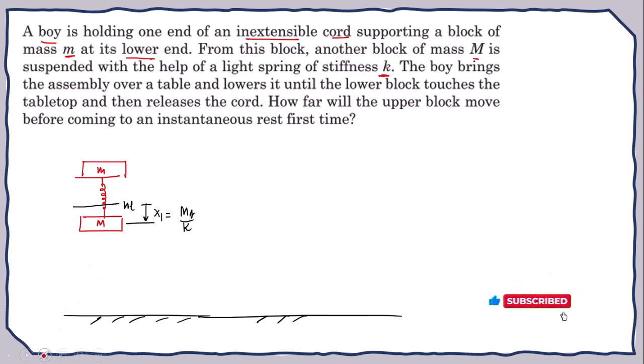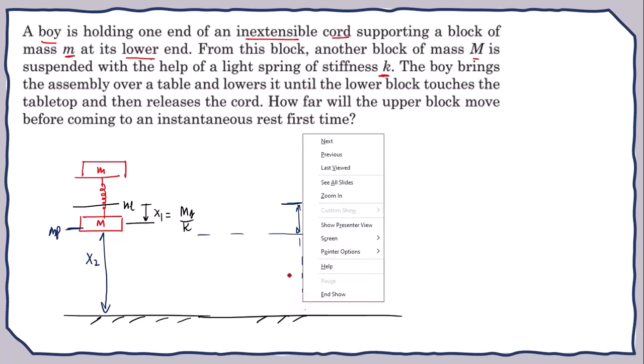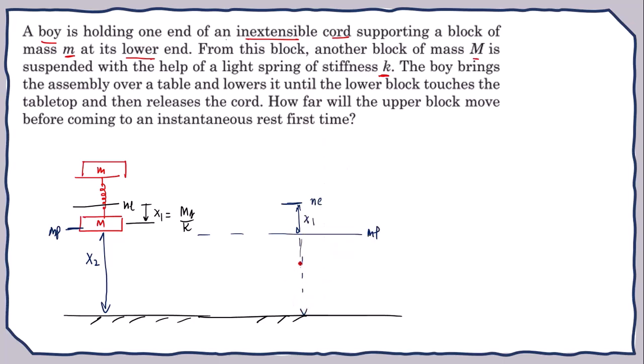So let us say at that instant of time, this distance is x2. Now from the natural length position, so this is our equilibrium position, or I can say this is the mean position. This is our x1 distance, and from that mean position, I am resting the capital M up to a distance of x2, so that the capital M will touch the ground or the table.